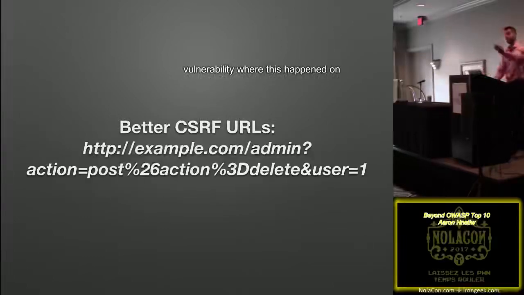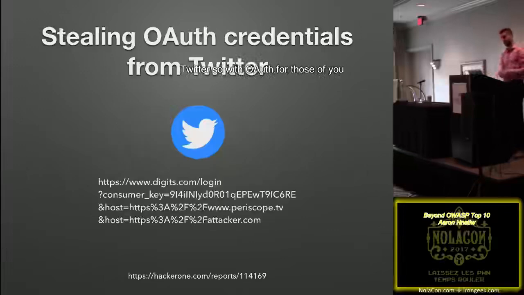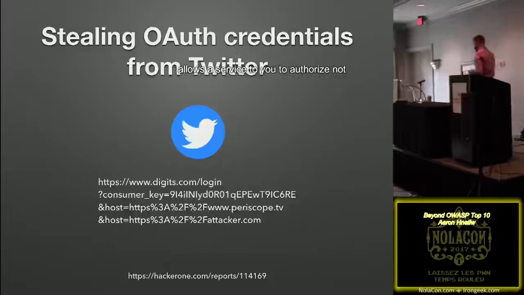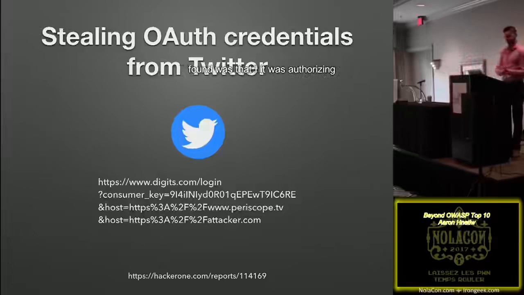So let me give you an example of an actual vulnerability where this happened. On Twitter, with OAuth, for those of you that aren't familiar, OAuth basically allows a service to authorize, not authenticate, but authorize a service to do something on your behalf. So with Twitter, it'll allow a service to read your timeline, to write to your timeline, things like that. What this researcher found was that it was authorizing Periscope TV to access their Twitter timeline.